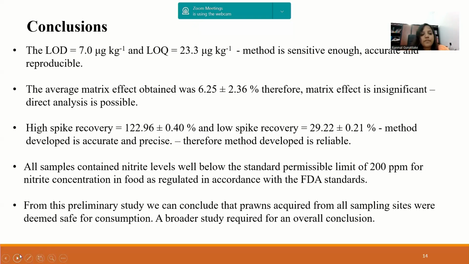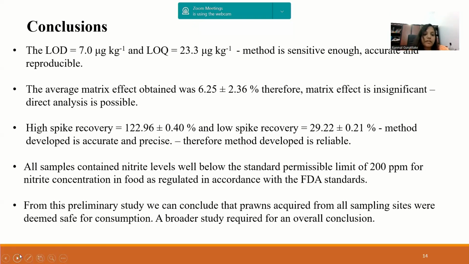High spike recovery was found to be 122.96% and low spike recovery was found to be 29.22%, which determines that the method developed is accurate and precise. Therefore, our method is reliable.